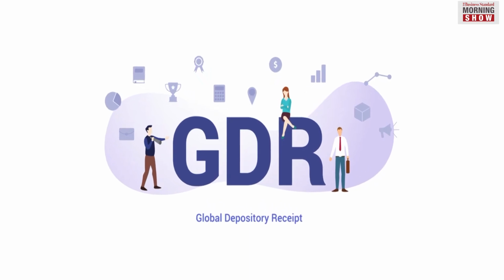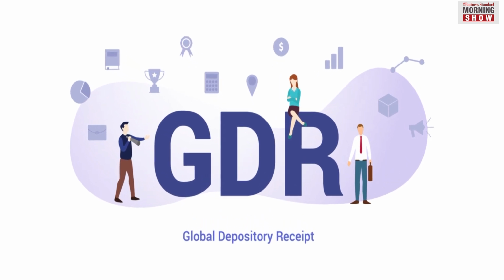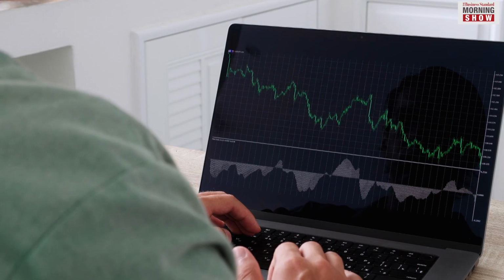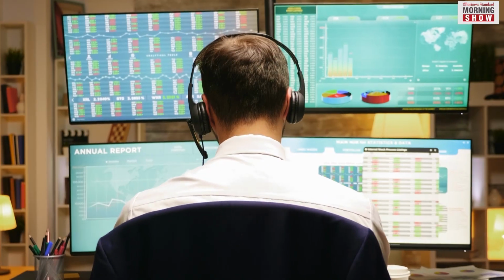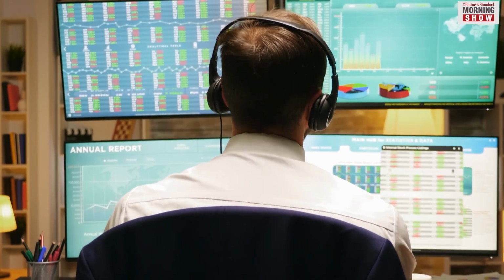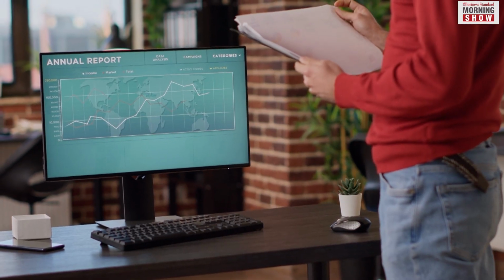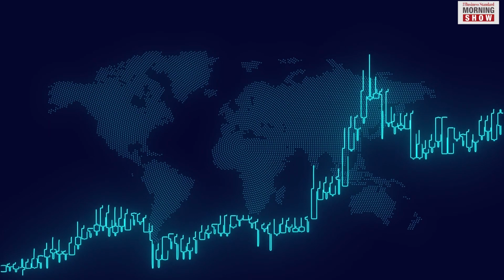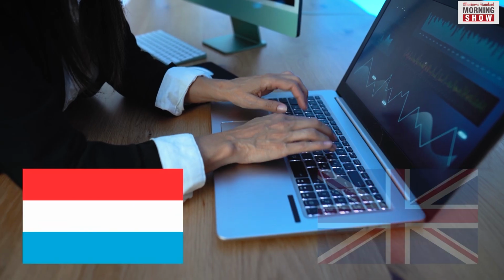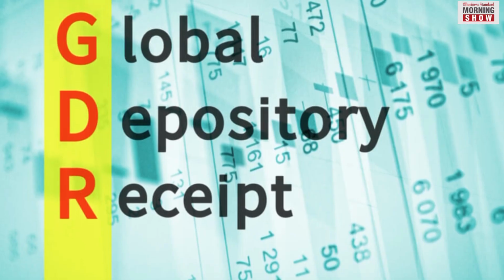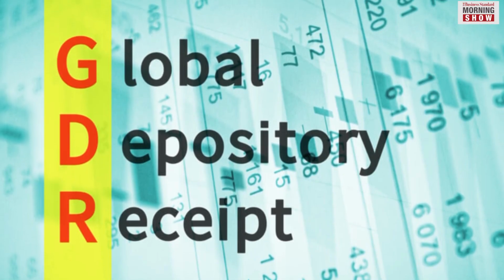Global Depositary Receipts or GDRs are like ADRs except for the fact that they are listed on an exchange outside the United States and help the issuer raise funds simultaneously in different markets like Luxembourg or London. The GDR is mostly traded on the European bourses.